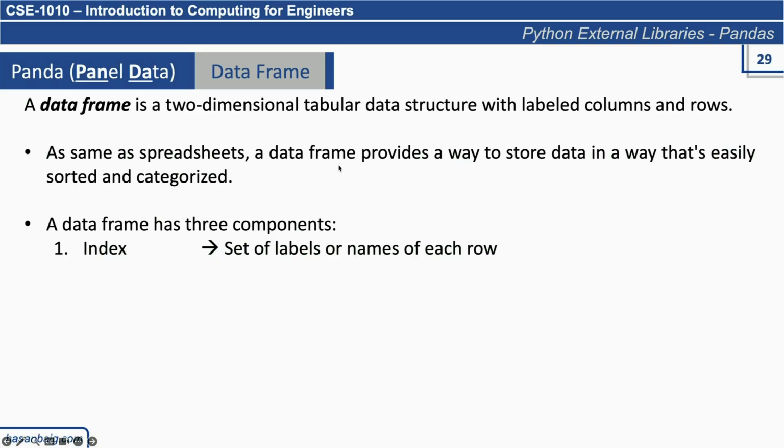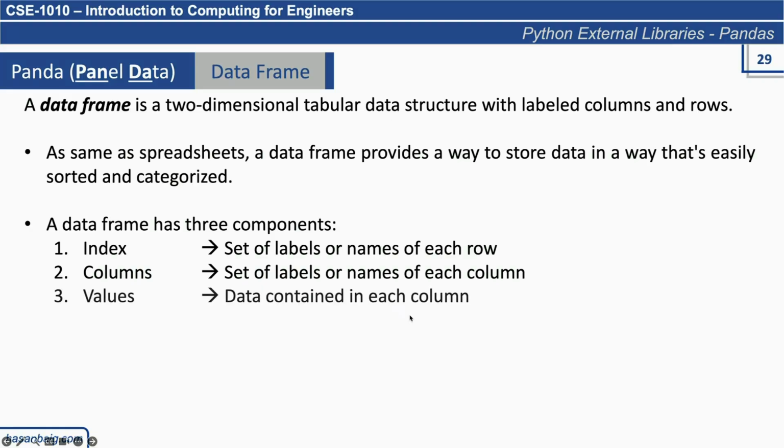The first one is index, which is the set of labels or names of each row. So if you have like 170 students, in my case, the name of students or their IDs acts as index. Similarly, columns are the set of labels or names of each column. In a spreadsheet, I have rows as the names of students, and the columns could be lab scores, homeworks, exam 1, exam 2, exam 3, project, bonus, and so on and so forth. And the values are the actual data that is contained in each column.